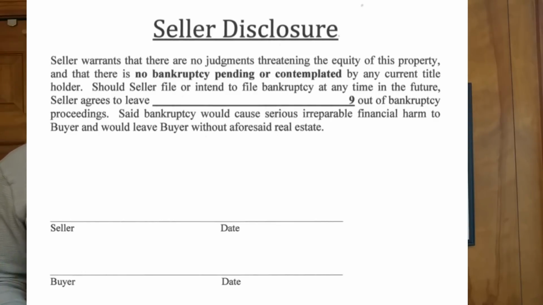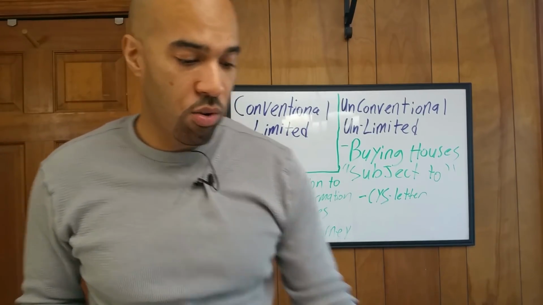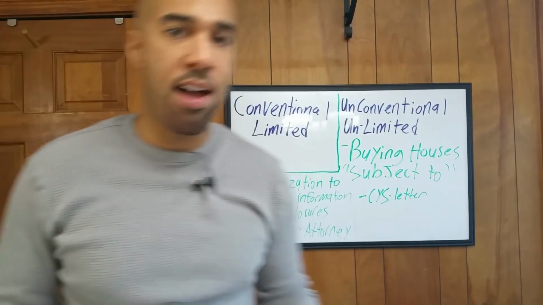So remember, if your seller tries to file bankruptcy, make sure you have this document that says: I agree that no bankruptcy is pending or contemplated by any current title holder in the near future. Should seller file or intend to file bankruptcy at any time in the future, the seller agrees to leave your property out of that bankruptcy. So we have written proof that they signed that they'll leave your house out of the bankruptcy if they decide to file. Will it hold up in court? I don't know. I hope I never have to find out.